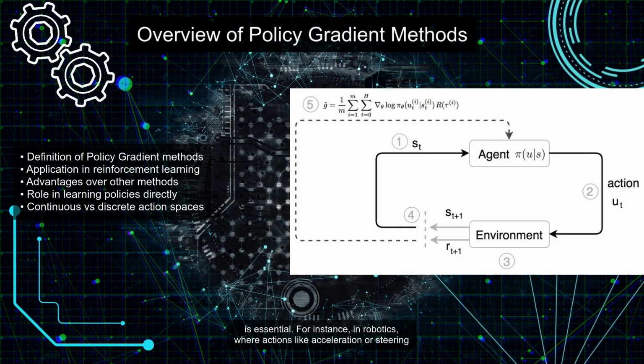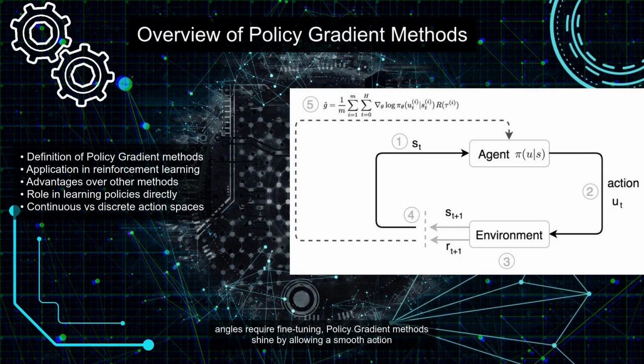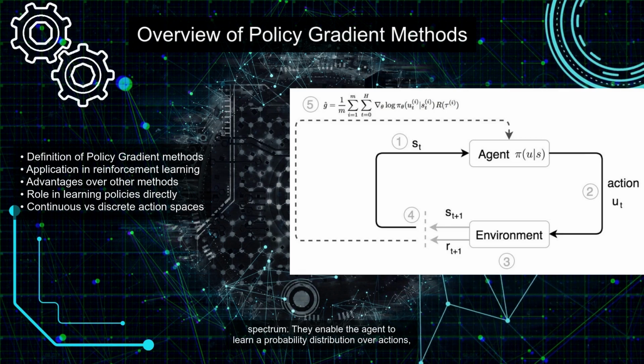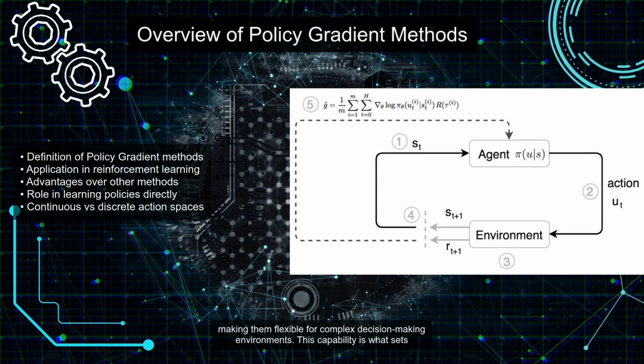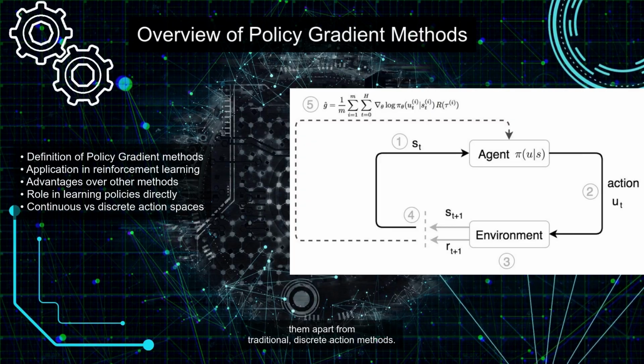For instance, in robotics, where actions like acceleration or steering angles require fine-tuning, policy gradient methods shine by allowing a smooth action spectrum. They enable the agent to learn a probability distribution over actions, making them flexible for complex decision-making environments. This capability is what sets them apart from traditional, discrete action methods.